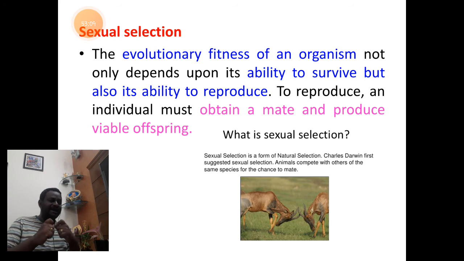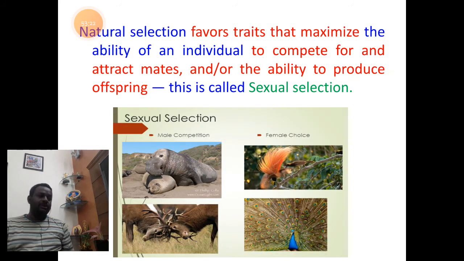To reproduce an individual, there is a need for a mating partner. And the offspring that is produced should be very viable, very strong, very potent. So natural selection favors traits where maximum competition will be seen in the individuals to attract the mate and reproduce more potent and strong offspring, which we call sexual selection.